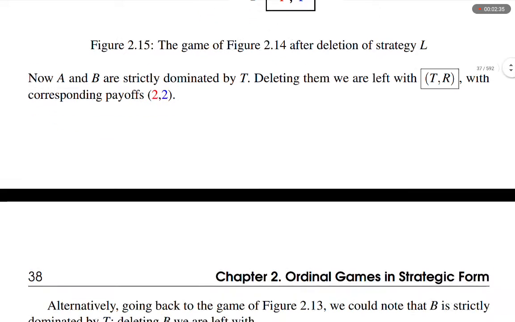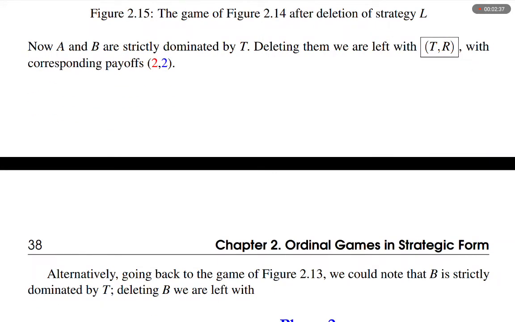Now, A and B are strictly dominated by T. Deleting them, we are left with T, R, with corresponding payoffs 2, 2.